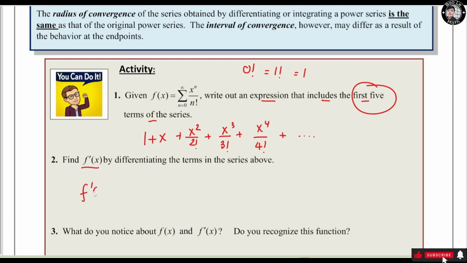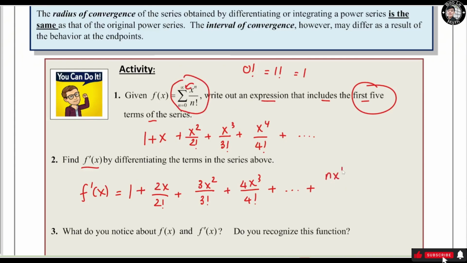Now question 2, find the derivative of this series. So f prime of s equals the derivative of 1, which equals 0, plus the derivative of s, which equals 1. Bring 2 to the front, you have plus 2s over 2 factorial, plus 3s squared over 3 factorial, plus 4s cubed over 4 factorial, plus etc. The general term is going to be right here. Bring n to the front, so it's n times s raised to the n minus 1 over n factorial.